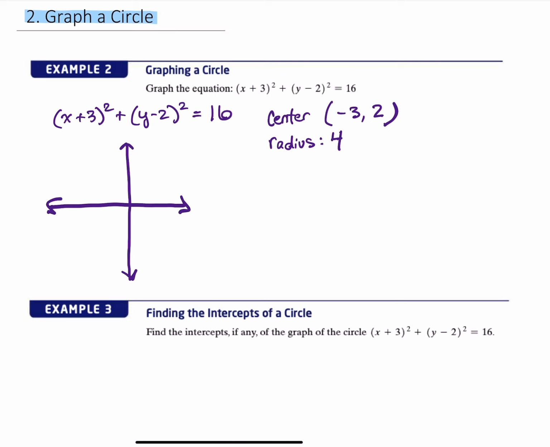So you just want to plot the center point at (−3, 2). The center point isn't a point on the circle, so I'll end up erasing that later, but it's a good point of reference. Since the radius is 4, I can go out a distance of 4 in each direction. You can go 4 units to the left, 4 units below, and 4 units to the right.